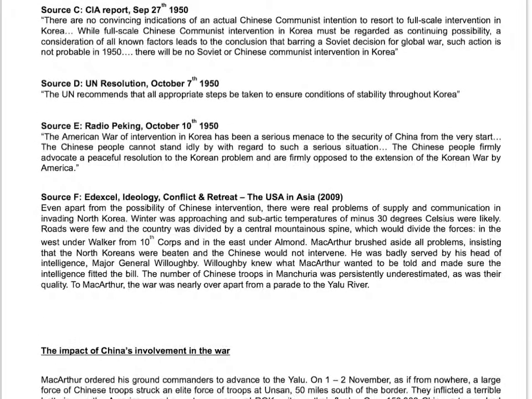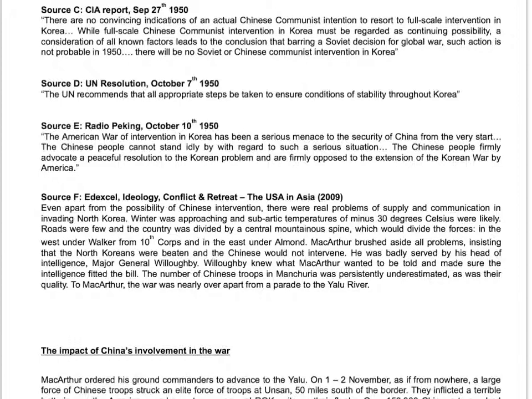Source F, Edexcel, Ideology, Conflict and Retreat: the USA in Asia, 2009. Even apart from the possibility of Chinese intervention, there were real problems of supply and communication in invading North Korea. Winter was approaching and subarctic temperatures of minus 30 degrees Celsius were likely. Roads were few and the country was divided by a central mountainous spine which could divide the forces: in the west under Walker, and from the 10th Corps in the east under Almond.